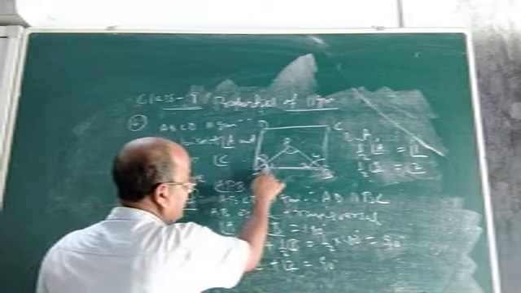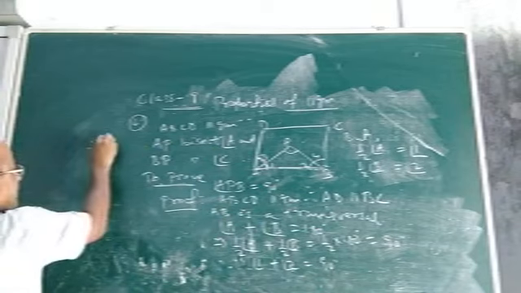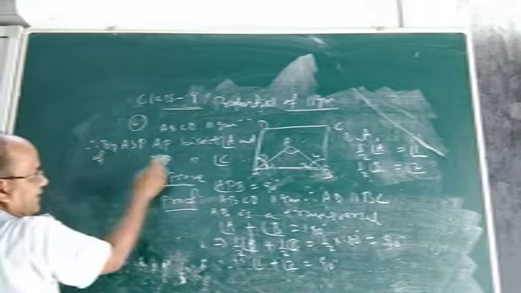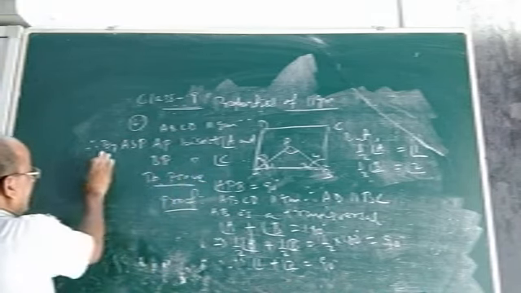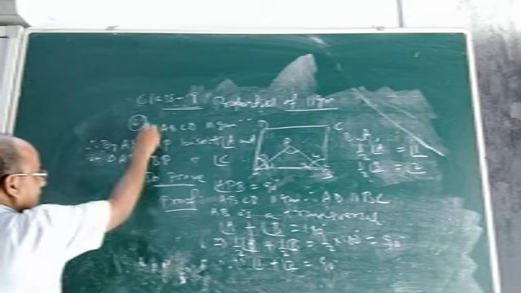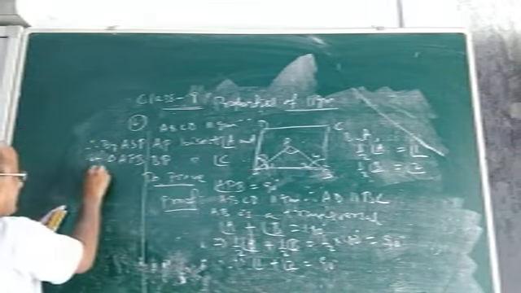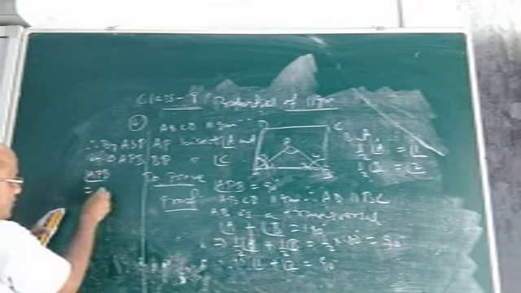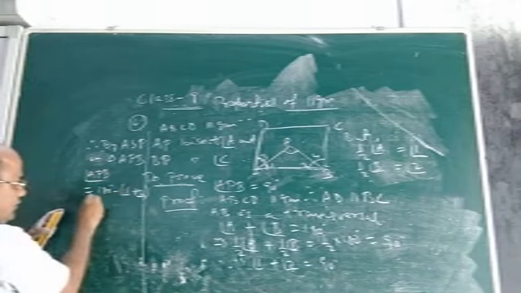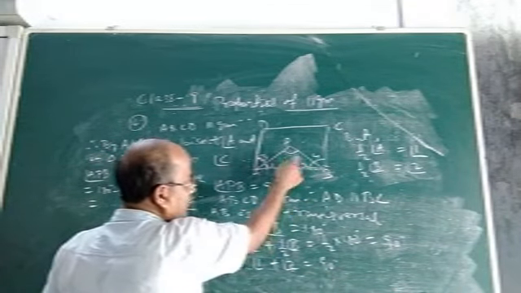See children, if angle 1 plus angle 2 is 90 degrees, then you apply the angle sum property of a triangle. In triangle APB, by angle sum property, what will be the measure of angle APB? So angle APB will be equal to 180 degrees minus angle 1 plus angle 2. These two, 1 plus 2, is how many degrees? 90 degrees. So this angle will be 180 minus 90.